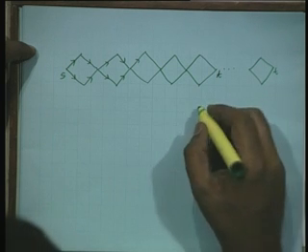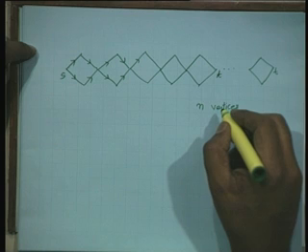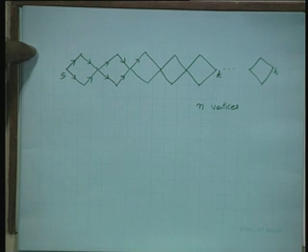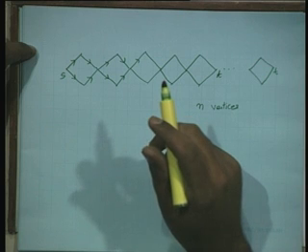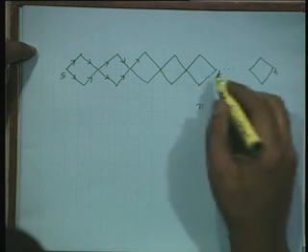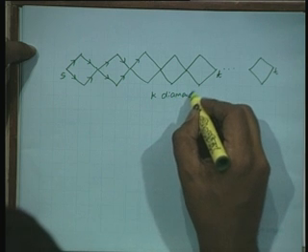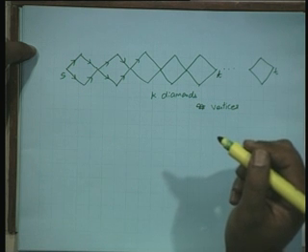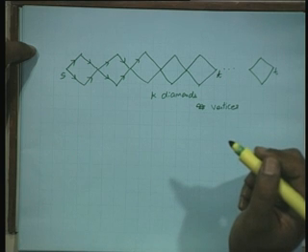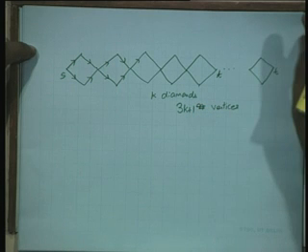So, if there are n vertices, how many such diamonds are there? Or let us do it the other way around. If there are k such diamonds, then how many vertices are there? K diamonds would count as 3k plus 1. Yes. Just do your counting correctly.